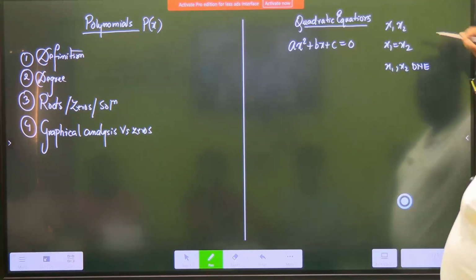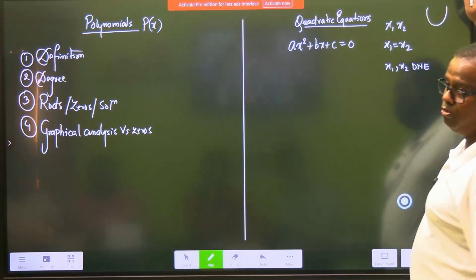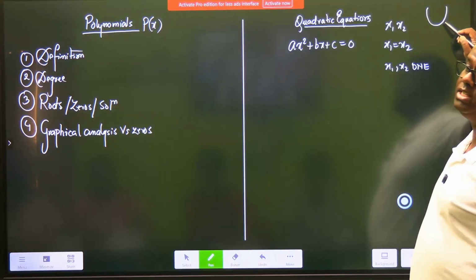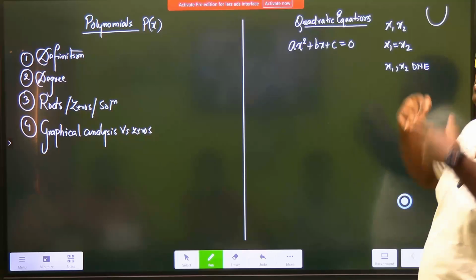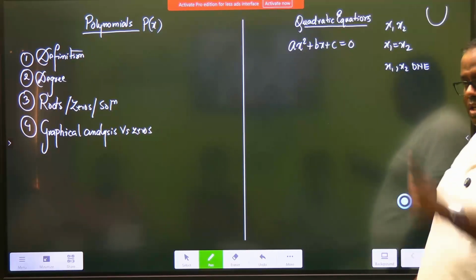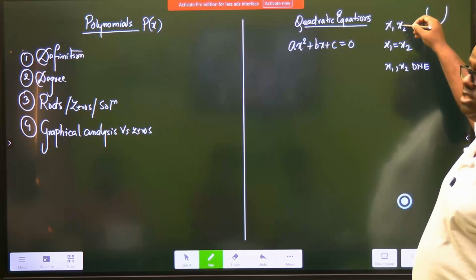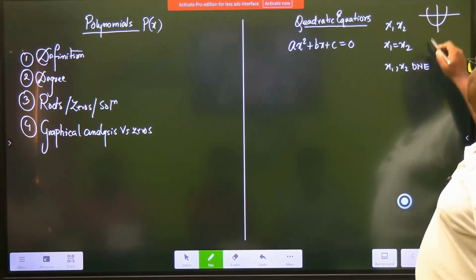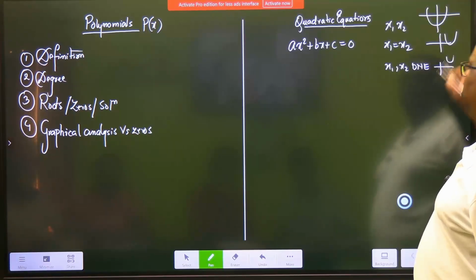In terms of graph, the quadratic equation graph is always a parabola opening upwards or opening downwards. In this case, it will touch the x-axis only once. In this case, twice. In this case, it will not touch the x-axis at all. Any doubt? In this case, this is real and distinct. Here it will touch twice. Here it will be like this, and here it will be like this.